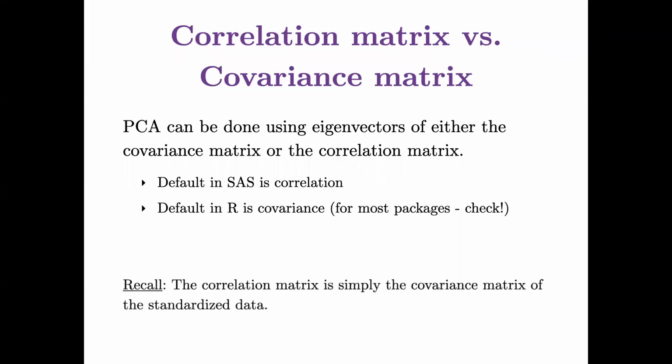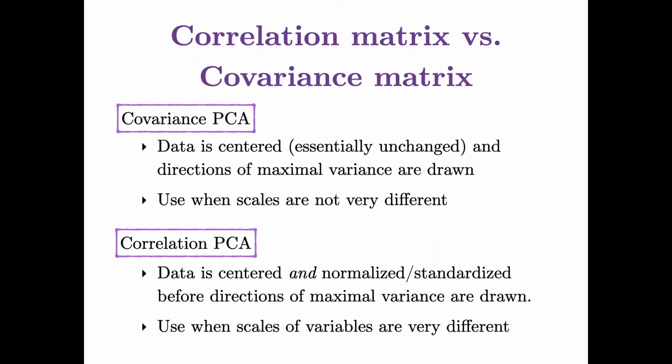Now, if you recall, the correlation matrix is simply the covariance matrix of the standardized data. So the question of when to use correlation and when to use covariance really boils down to the same question of when should I standardize my data? So in covariance PCA, the data is centered. It's essentially unchanged. It's just a translation so that the center is the origin. And then those directions of maximal variance are drawn.